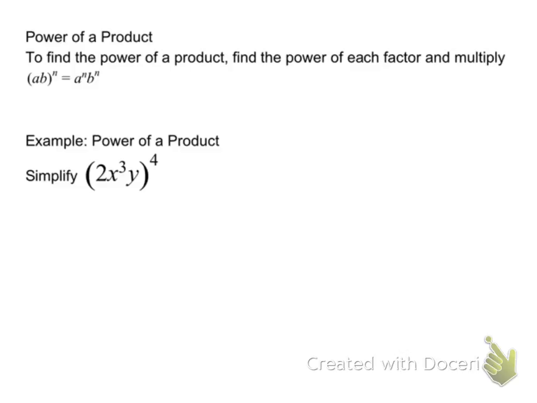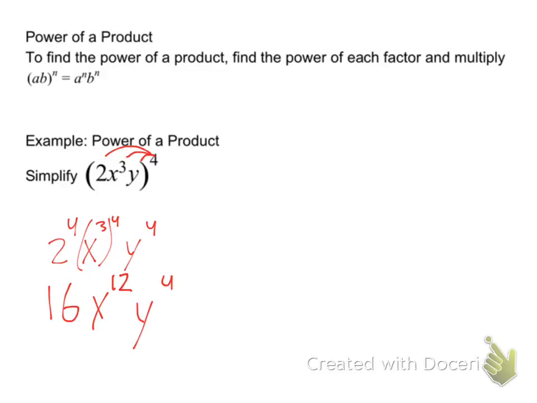Okay. So again, we're going to act like we're distributing that 4 to all the exponents. If there is no exponent there, what's really there? It's a 1. And so it's 4 times 1, which is 4. X to the 3rd, but then it's to the 4th power, is x to the 12th. y to the 4th. And if you do this, what's 2 to the 4th power? 2, 4, 8, 16. So, 16 x to the 12, y to the 4th. Done.